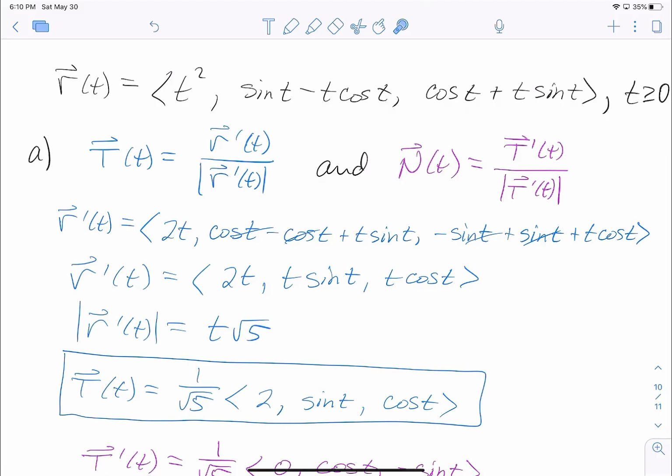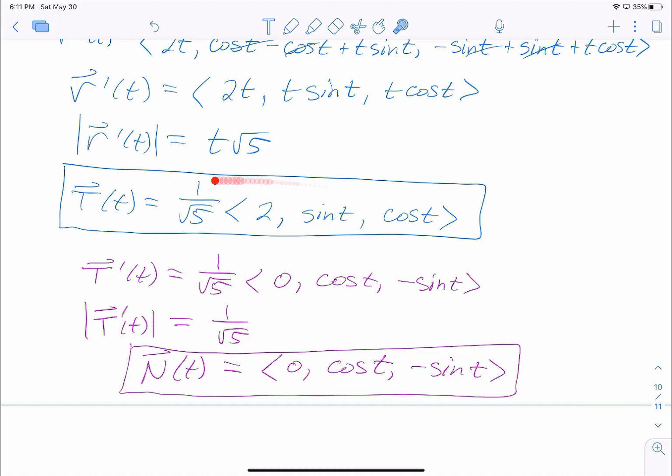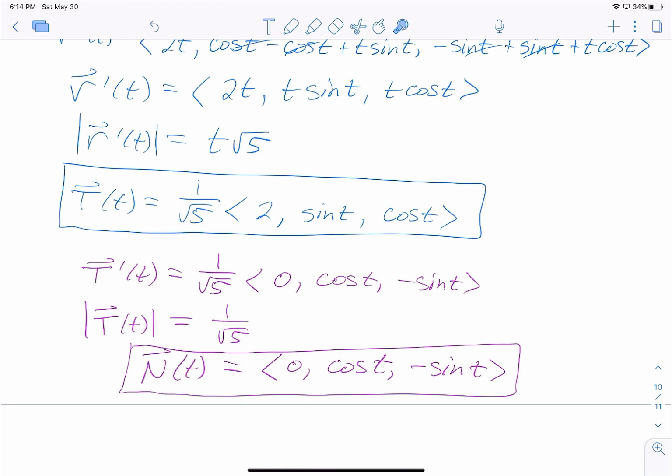For the unit normal vector, we're looking at T' divided by the magnitude of T'. T' is going to have 1 over the square root of 5 out front, and then 2 differentiates to 0, sine differentiates to cosine, and cosine differentiates to negative sine. The magnitude of this vector is going to be 1 over the square root of 5. Dividing that out gives us that N(t) is equal to ⟨0, cos t, −sin t⟩. It's clearly a unit vector, and you can double check to see that the vector T is also a unit vector. Now folks, all that was part A.